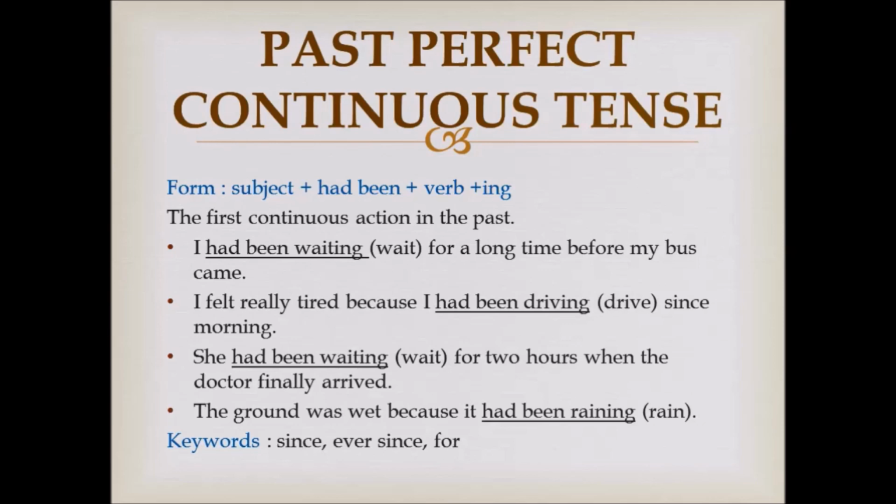We are following the same rules here. The first action you have to represent in past perfect continuous tense and the second action you have to represent in past tense. Okay, for example, I had been waiting for a long time before my bus came. For I, you have to use had plus been plus verb plus ing, that is had been waiting for a long time before my bus came. So the first action that happened here is waiting for the bus, and only then the bus arrived.